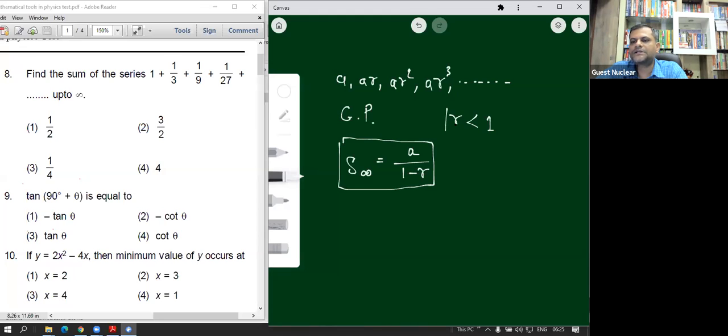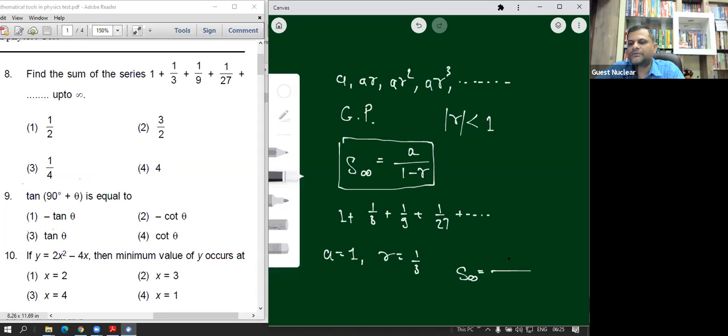If mod of r is less than 1, then the sum to infinity of these terms will become equal to a upon 1 minus r, where a stands for the first term in this GP and r stands for the common ratio of this GP. Okay, so if we compare this here, then we can find a and r. Since we have to find 1 plus 1/3 plus 1/9 plus 1/27 and so on, who is a here? It is 1, and who is r? It is 1/3.